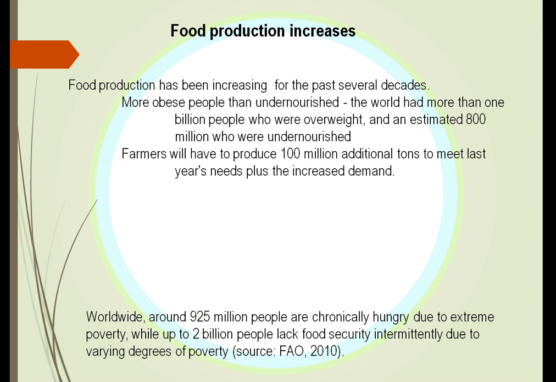We know that our food production has been increasing for the past several decades, yet there are more obese people out there. The world has more than 1 billion people who are overweight, yet almost the same amount were undernourished. We have to produce more food every year to face our increased demand. Up to 2 billion people lack food security due to different levels of poverty. Again, we can do something about this.